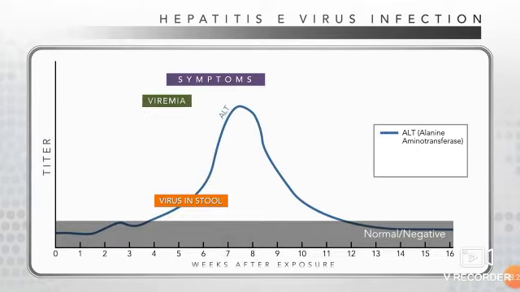Viremia in acute self-limited infections, shown by the green bar, can be detected about 3 weeks following exposure, or a week or so prior to onset of symptoms, and lasts for about 2 weeks.